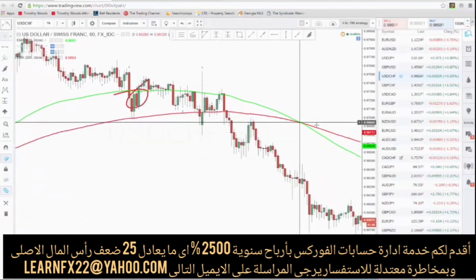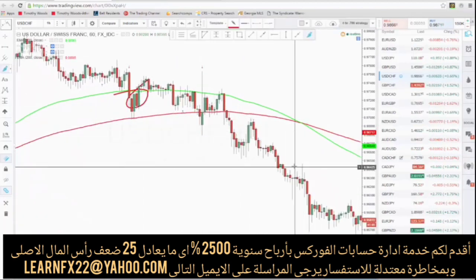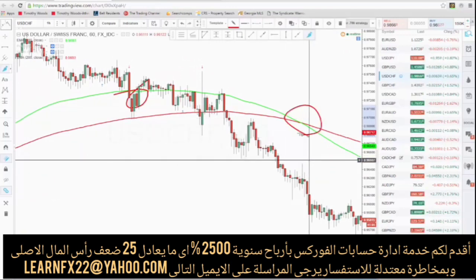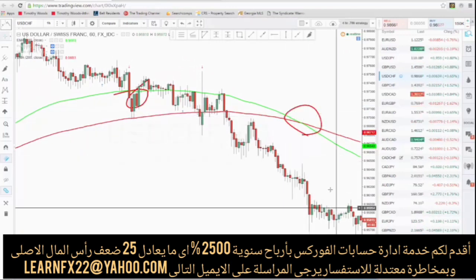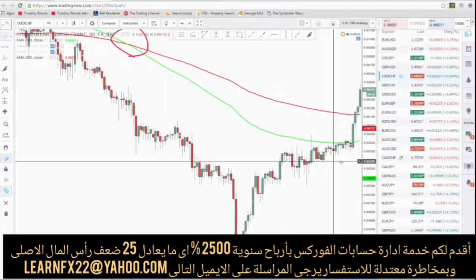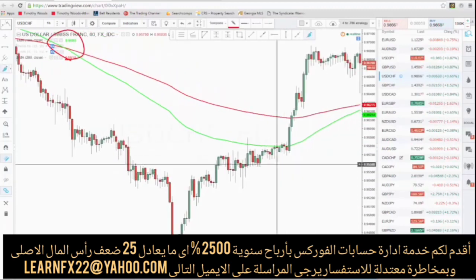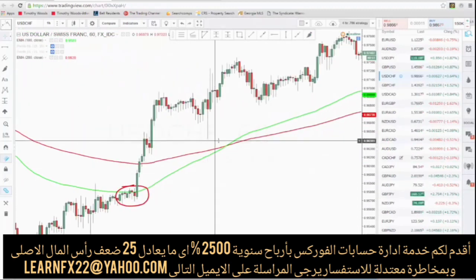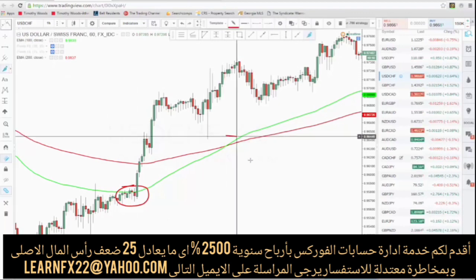Now we are below with our green line. As you can see right here, our green line, our 100, has crossed over our 200 EMA. Rejection and lost from here. We're back above. As you can see the cross here.